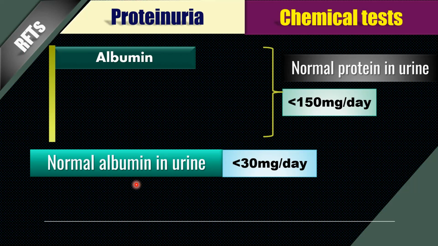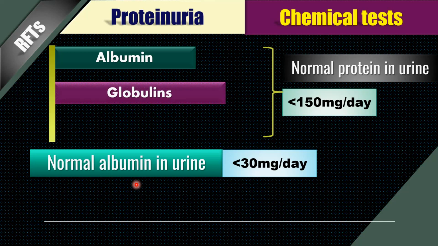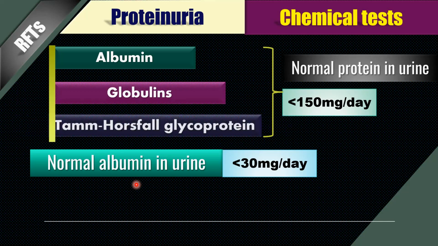In addition to albumin, we have globulins. It could be gamma globulins or other globulins or light chains of immunoglobulins. Then we have Tamm-Horsfall glycoprotein. These are normal proteins present in the urine which are secreted by the tubular cells. So albumin, globulins, and Tamm-Horsfall glycoproteins together constitute less than 150 milligram per day, which we are not able to detect with the routine test.